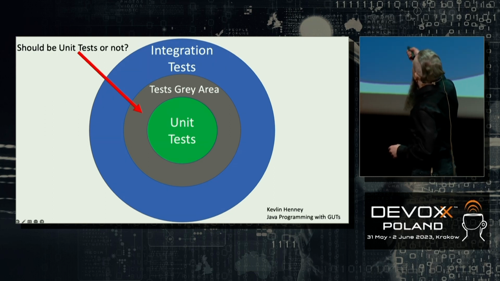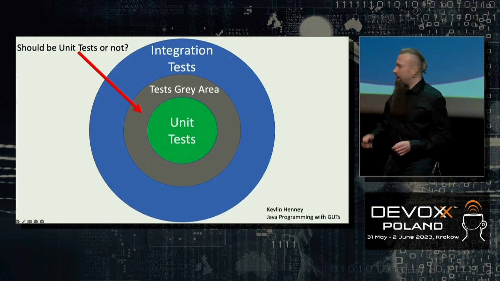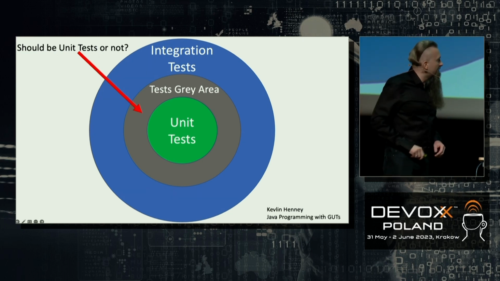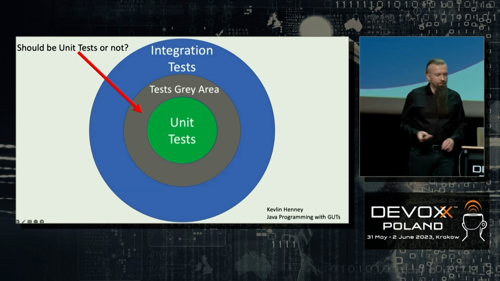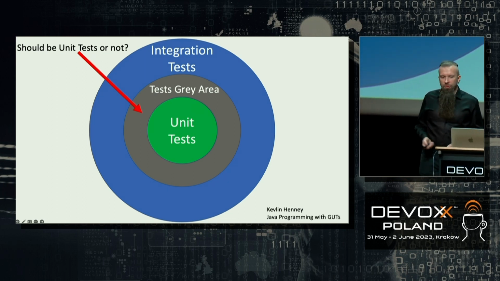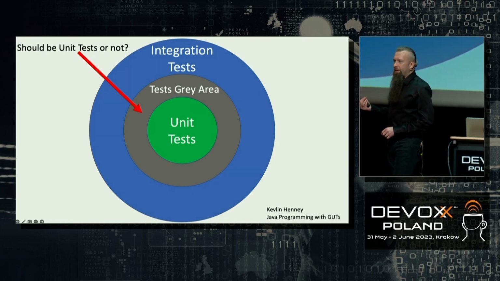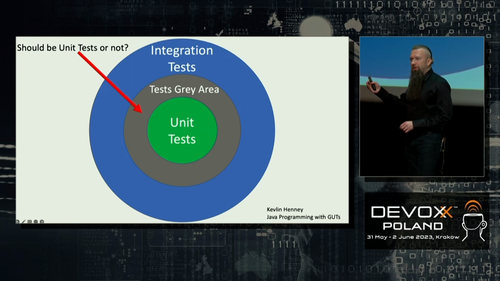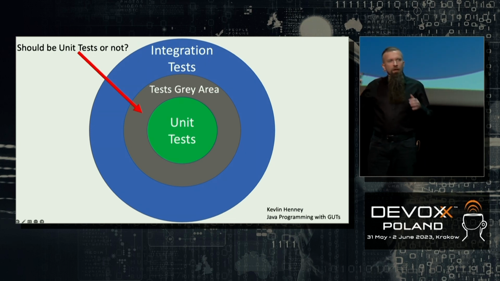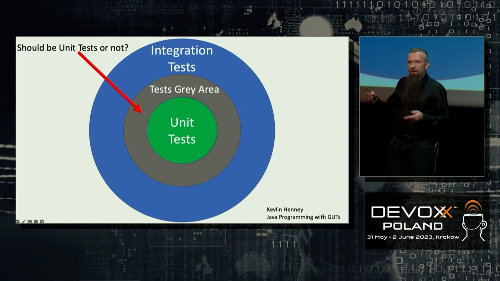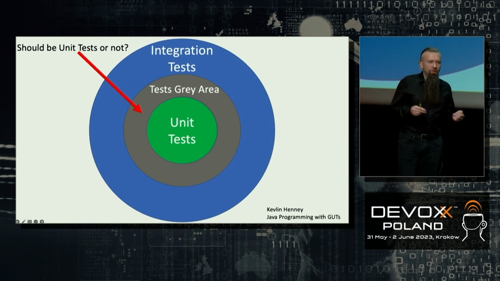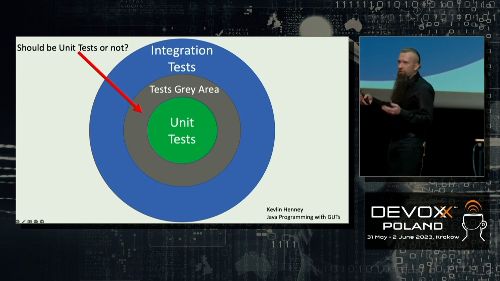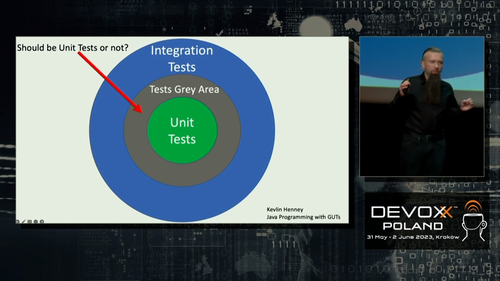We have something like this: the tests gray area. The first time I heard about this concept was from Kevin Henney, when he gave a talk about Java programming with good unit tests. And what is the test gray area? It is a test which kind of behaves like a unit test. They are easy. Partially, they may use fakes and stubs. However, they are also touching the infrastructure, and they are not as slow as regular integration tests. However, they are not pure unit tests.